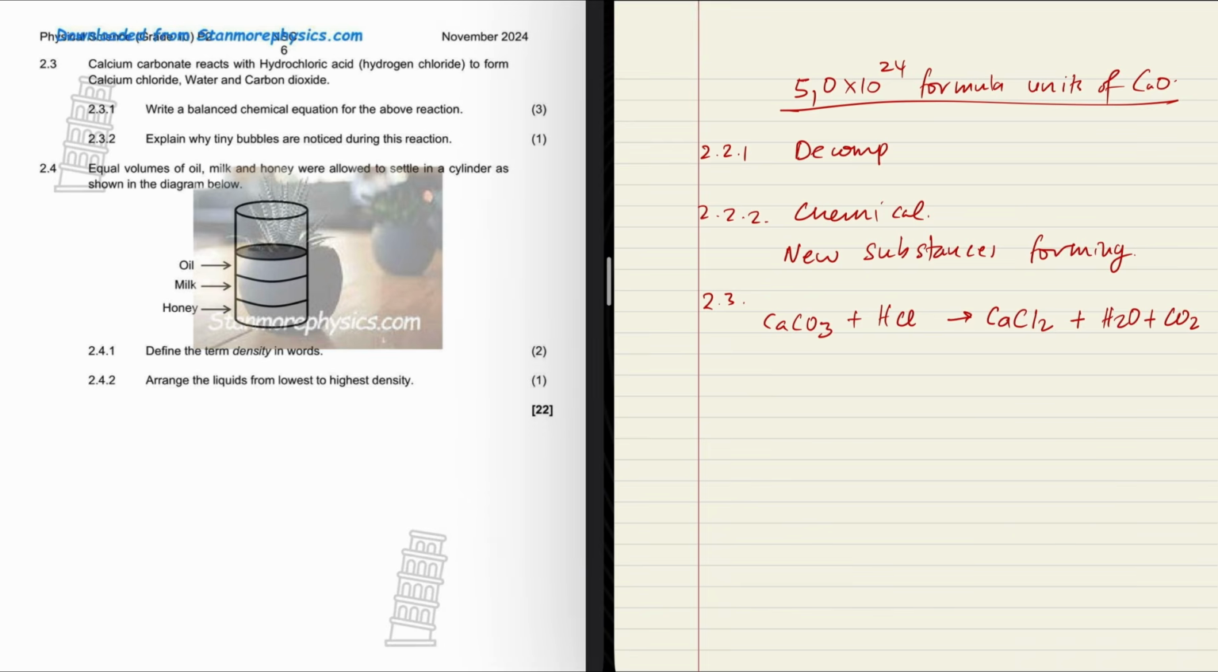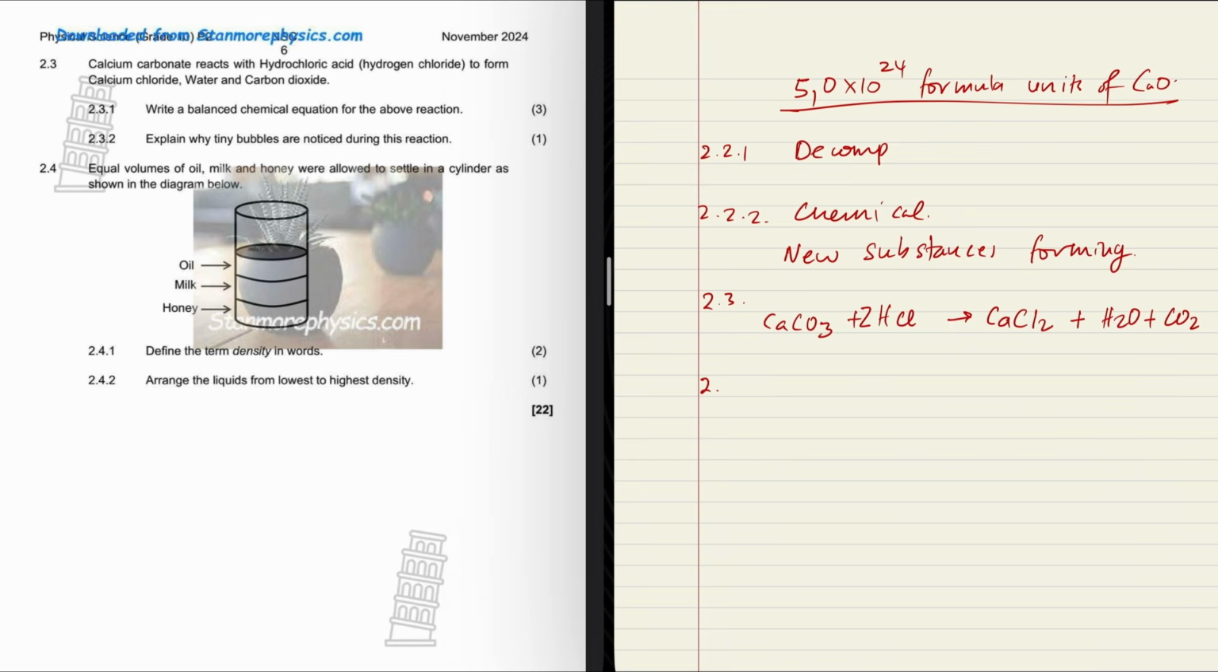Now we just need to ensure that this is balanced. We have a hydrogen here, we have two hydrogens there, so we'll need to put a 2 here. We've got two chlorines, carbon, we have a carbon there, 3 and 3. Yep, that's balanced.